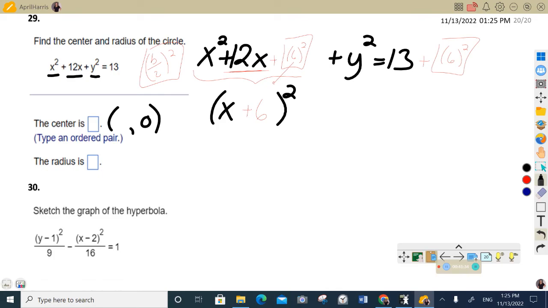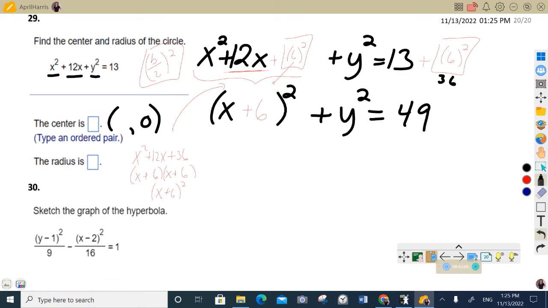Now, if you want to know, I sort of skipped a step there. This is 13 plus 36. That's going to be, what, 49? I skipped a step right there. In the middle here, I could have said, okay, that's x squared plus 12x plus 36, and I could have factored that. 6 times 6 gives you 36. 6 plus 6 is 12. But then we rewrite it like this.